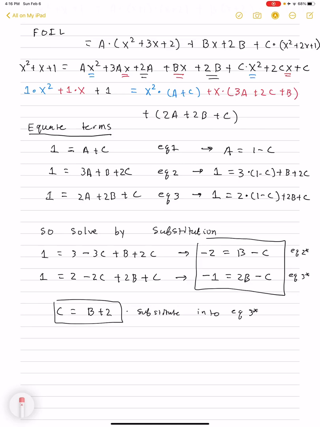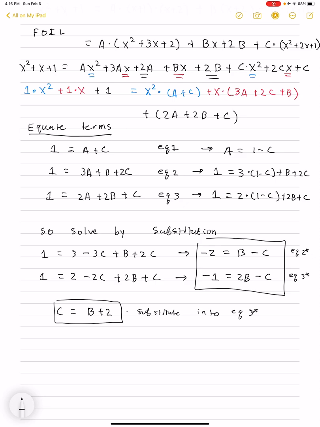Welcome back to part 2 of repeated linear factors. Last time we left off, we'd solved these equations, and our original set of equations was 1 equals a plus c, 1 is equal to 3a plus b plus 2c, 1 is equal to 2a plus 2b plus c, which are labeled equations 1, 2, and 3 respectively.